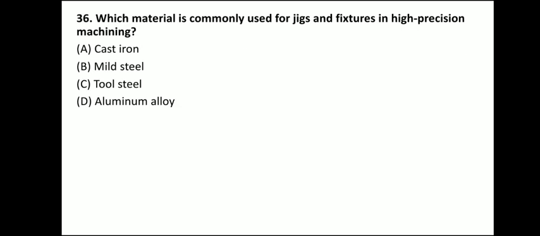Next question. Which material is commonly used for jig and fixture in high precision machining? The answer is tool steel.